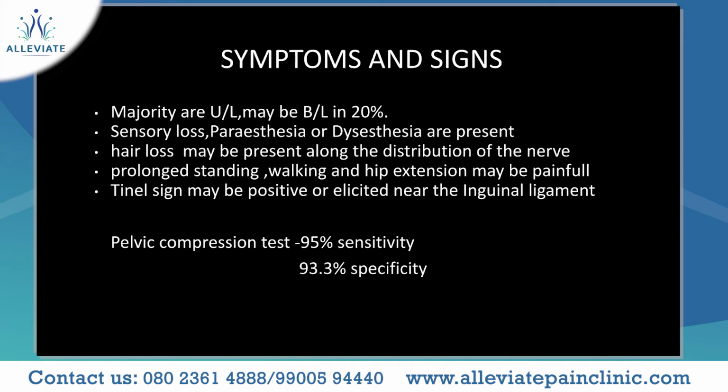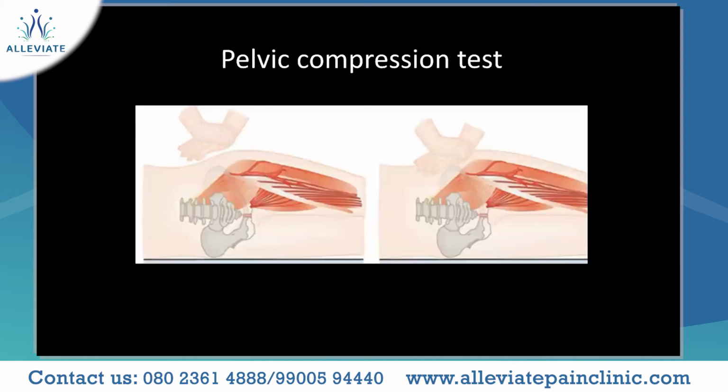So signs and symptoms: the majority are unilateral, maybe bilateral in 20%. Sensory loss, paresthesia, dysesthesia are present. There can be hair loss because of constant touching and handling of that area, which you may see on physical examination. Prolonged standing, walking, and hip extension may be painful. A Tinel sign may be elicited near the inguinal ligament. There is also something called the pelvic compression test, which has 95% sensitivity and 93.3% specificity.